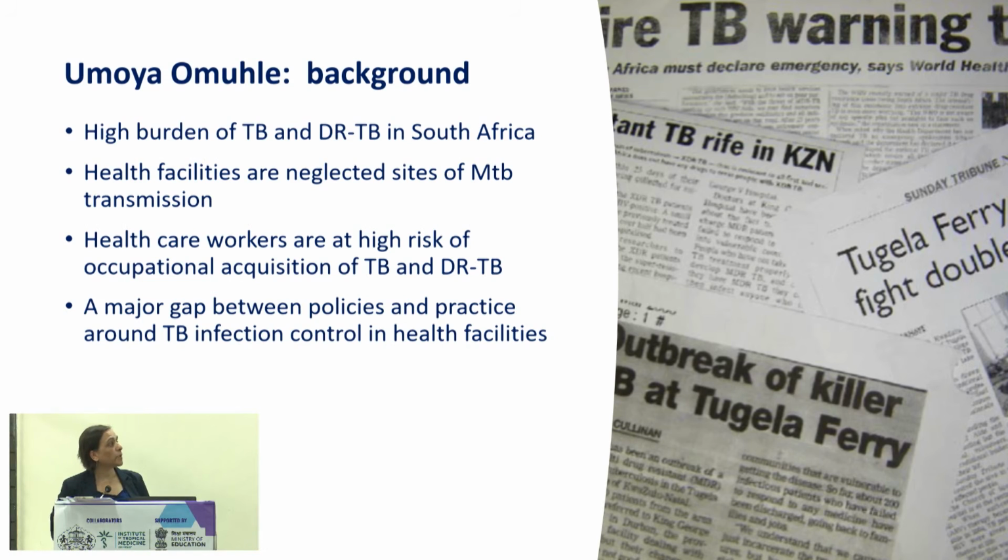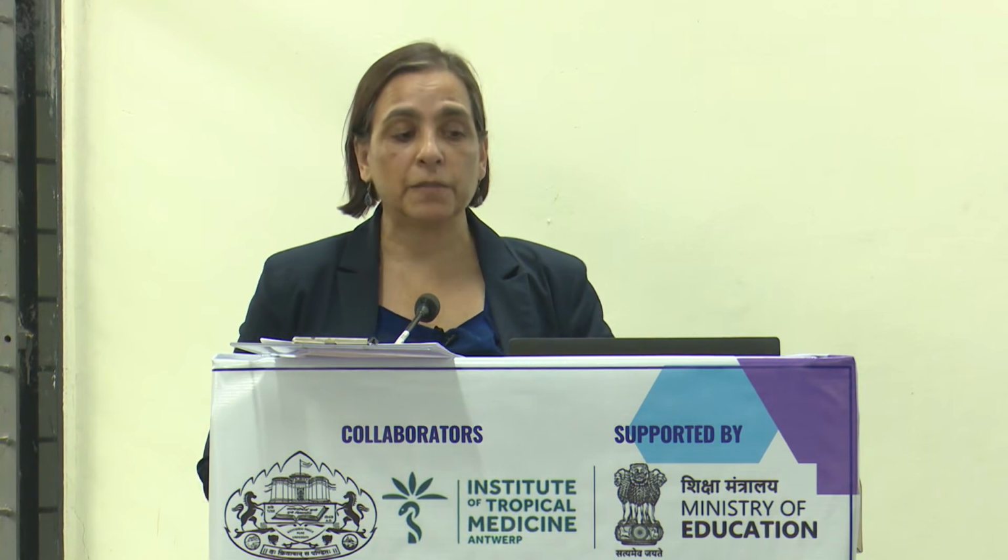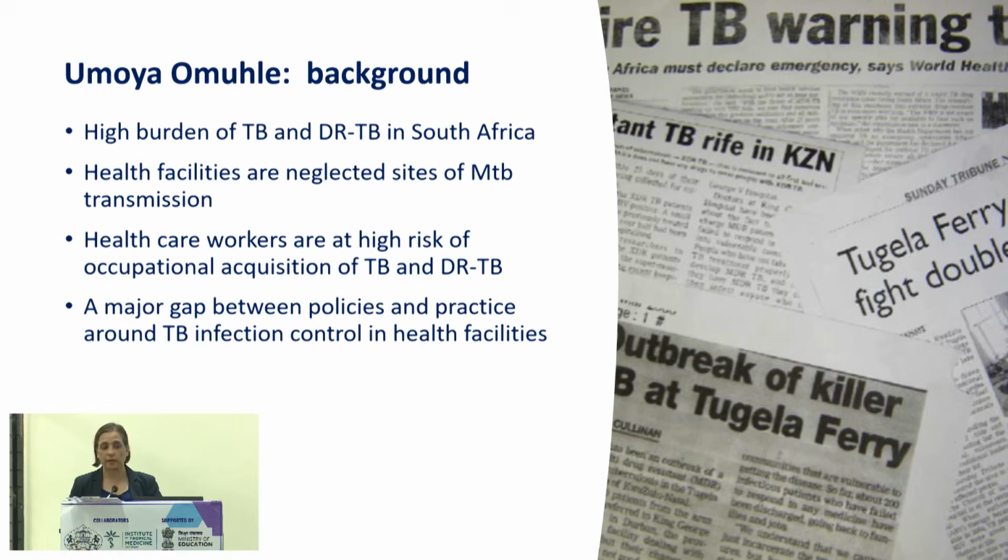The problem was, we know that there's a high burden of tuberculosis and drug-resistant tuberculosis in South Africa, but what had been neglected was understanding the health facilities themselves. There had been so much emphasis on community burden that nobody was really looking at what was happening in the health facilities. These are really neglected sites of MTB transmission. We also recognized that health workers are at high risk of occupational acquisition, and that one of the things driving this issue is a major gap between policies and practice around infection prevention control in health facilities.